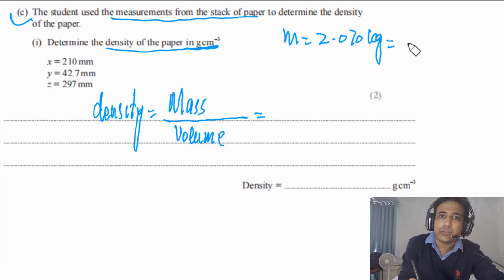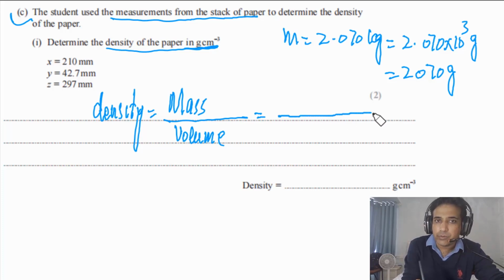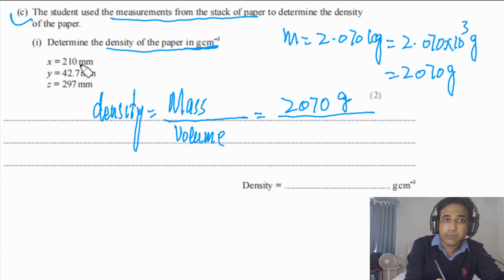So we can convert this into grams. We have 2.070 multiplied by 10 to the power 3, so the answer will be in grams. We will get 2070 grams. Now we can write down the value of the mass, that is equal to 2070 grams. These values are given to us in millimeters, so we can convert them into centimeters. Simply we need to divide by 10.